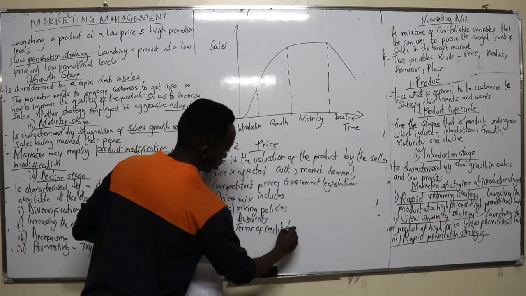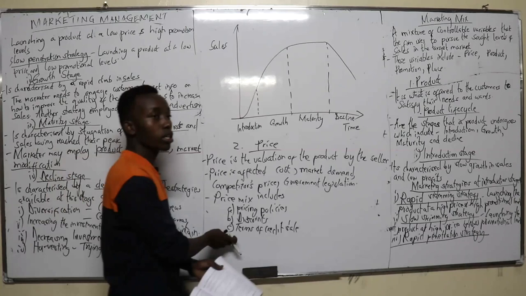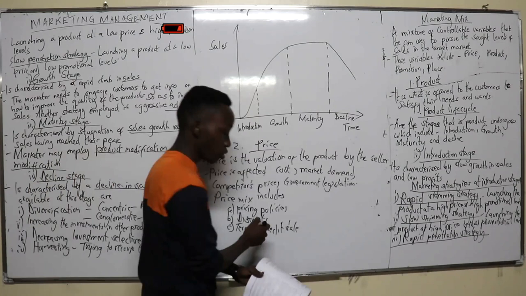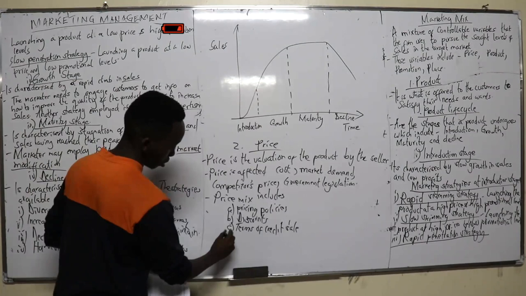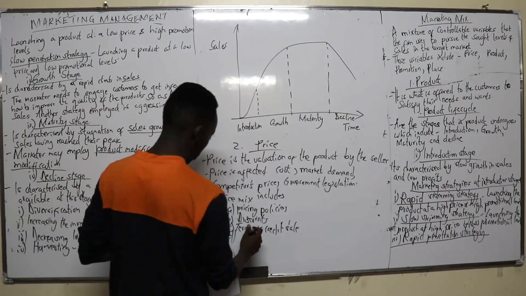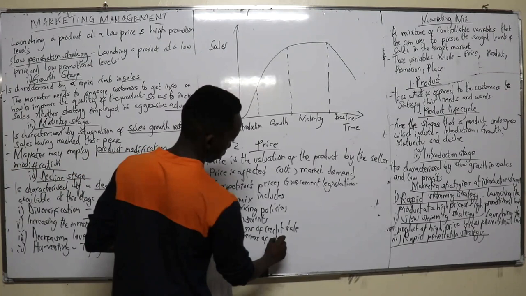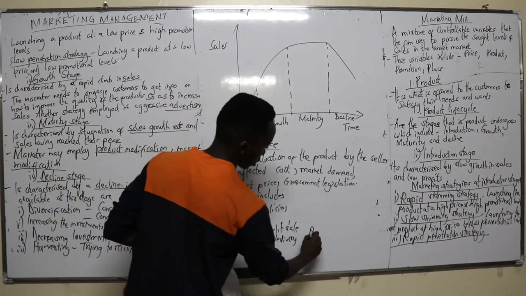What we mean by terms of credit sale is, in the case that you want to sell goods to an individual on credit, what are some of the issues that you need to consider? For instance, that person should be credit worthy. Their credit score should be something that you can rely on. Otherwise, they won't pay you back. And then also the terms of delivery and the pricing strategies.